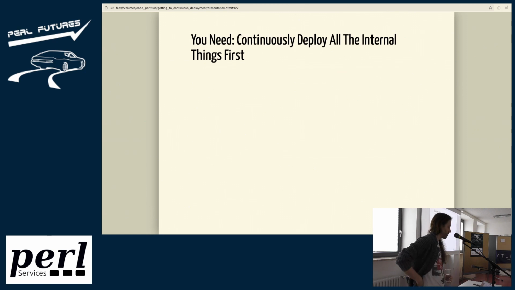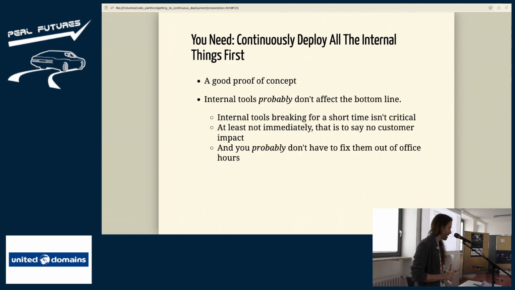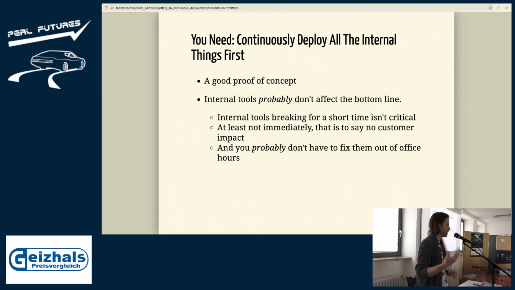And you need to continuously deploy all the internal things first, because this is a good proof of concept. And internal tools probably don't affect the bottom line, in that them breaking for a short time probably isn't critical, as in it's not customer facing. It's annoying if the internal tools get broken, but that's not production. Production is still up, and it might waste a couple of hours internally, but better than the alternative. And you probably don't have to fix those internal tools outside of office hours.